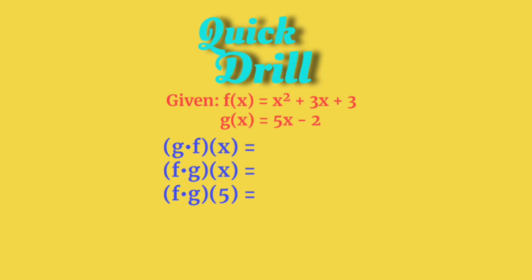Wait, before we end our video, we would like you guys to try this drill for yourself. The given is f of x is x squared plus 3x plus 3 and g of x is 5x minus 2. And use the following formula.